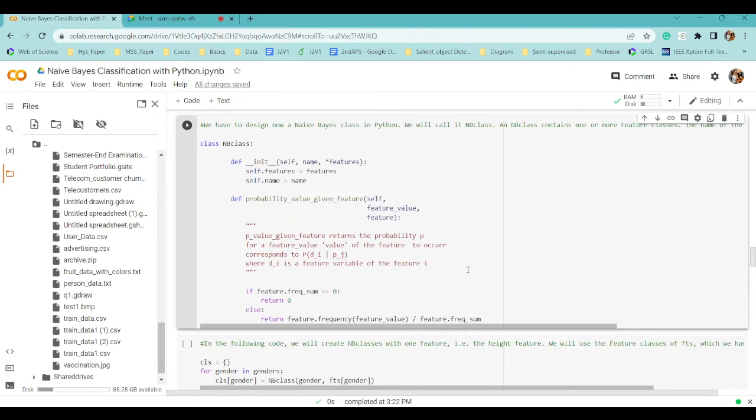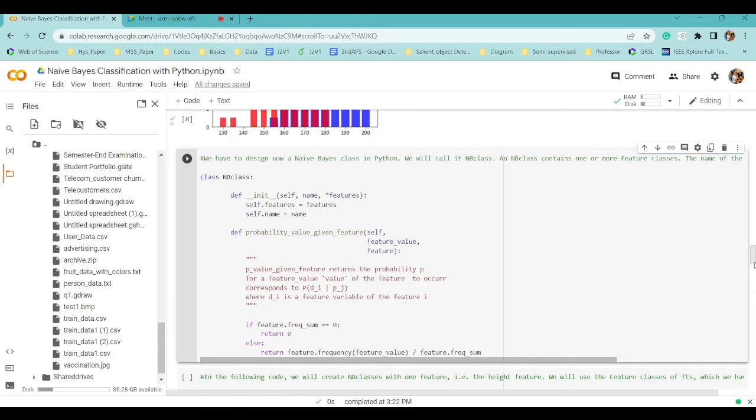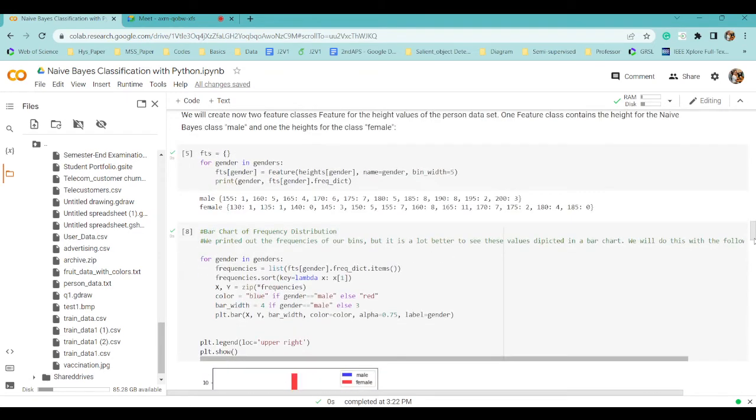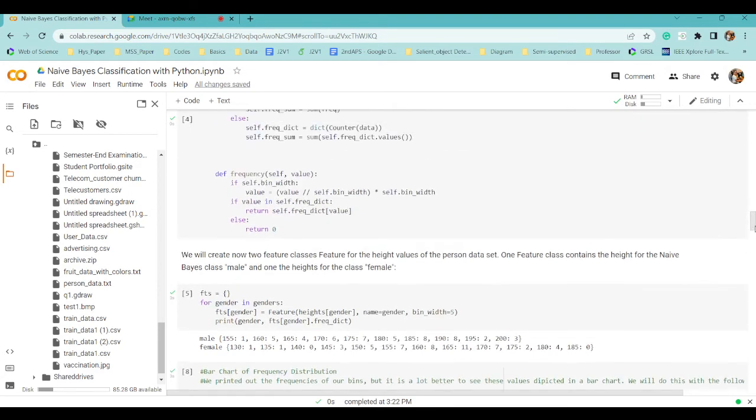Ma'am, why have we selected bin width as only five? Sorry, can you repeat? I couldn't hear you. Why have we selected bin width as five? We can select more or less. Yeah, we can select more or less.